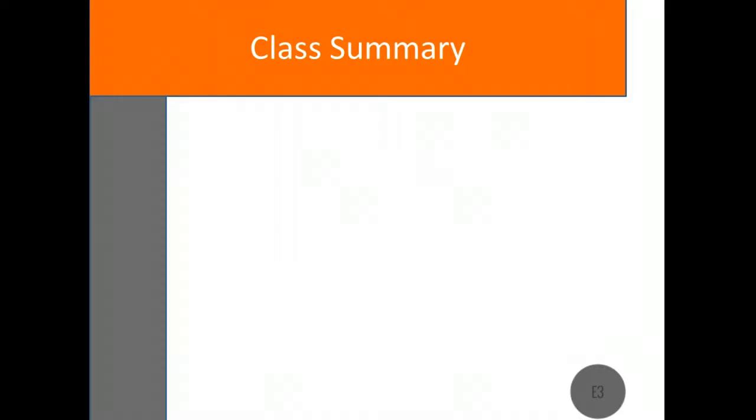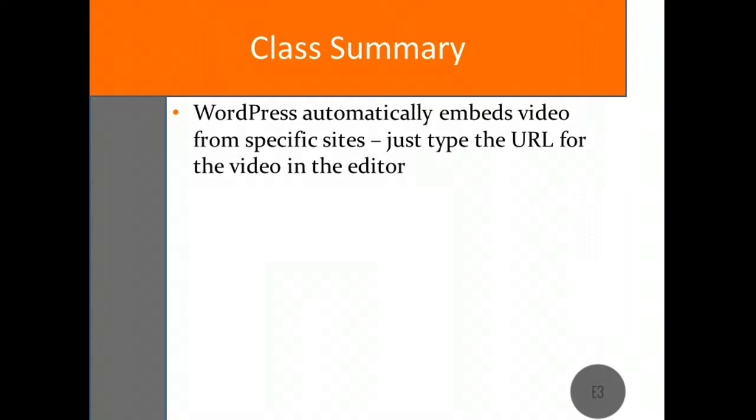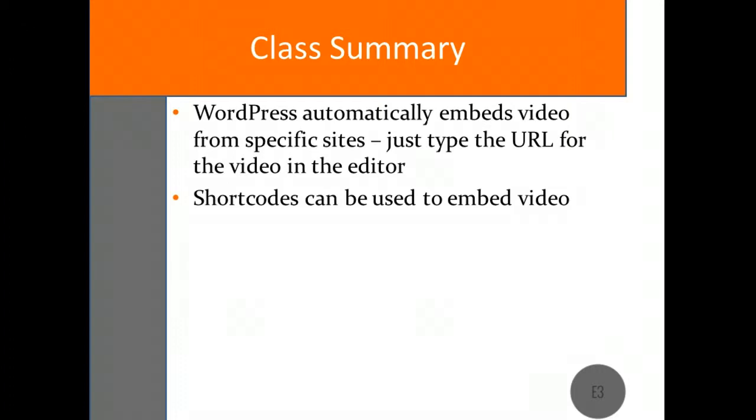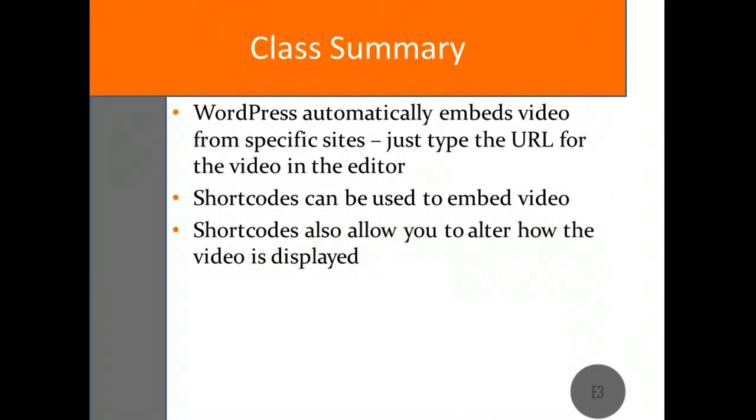Let's recap. WordPress has an auto-embed function that allows you to embed from a specific white list of sites. You can also use short code to embed video from the allowed sources. The short code also allows you to alter the size of your video, the start and stop time of your video, and whether related videos will be shown after your video has finished.